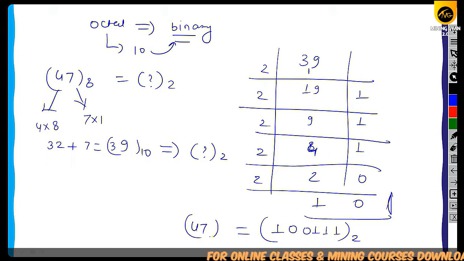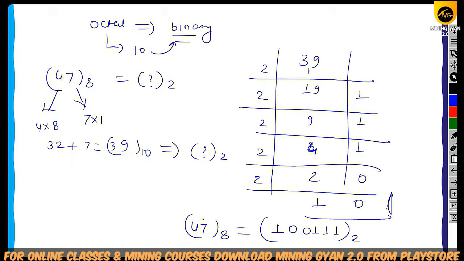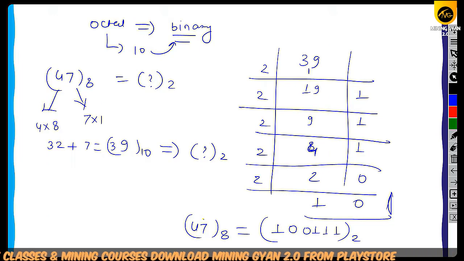So this is in the form of the binary system. 47, which is in the form of octal, has 100111 as its binary form. So basically, if you want to convert octal into binary, octal into hexadecimal, binary into octal, or binary into hexadecimal, always remember: if you want to convert any number into any number system, first we have to convert into decimal, then you can convert into that desired number system.